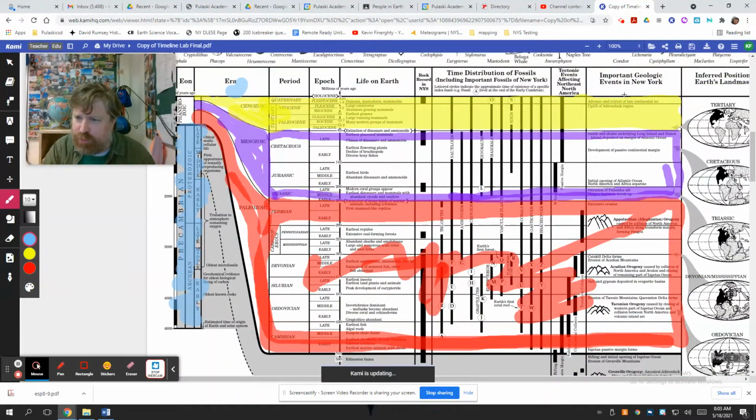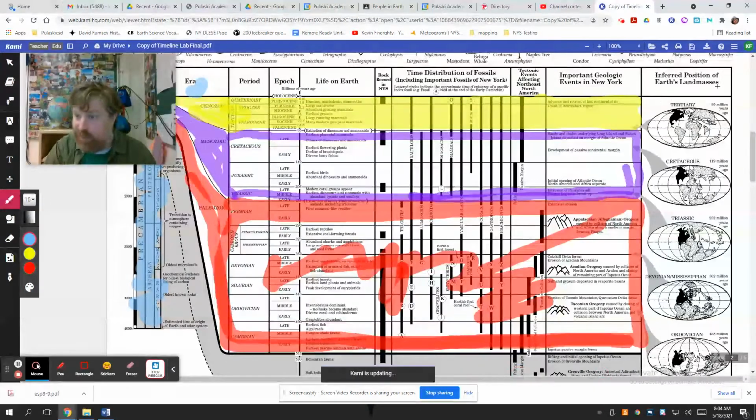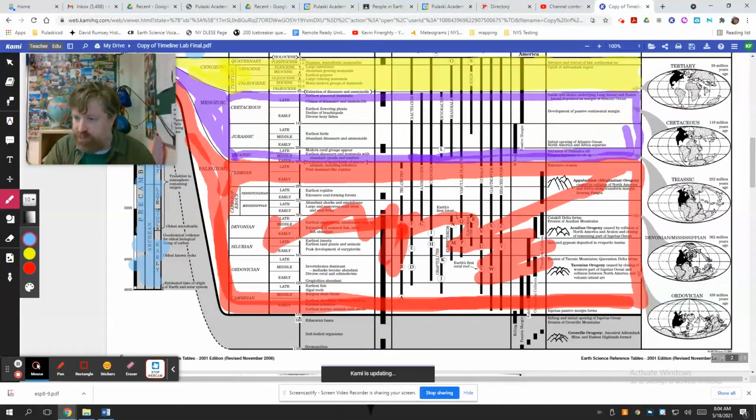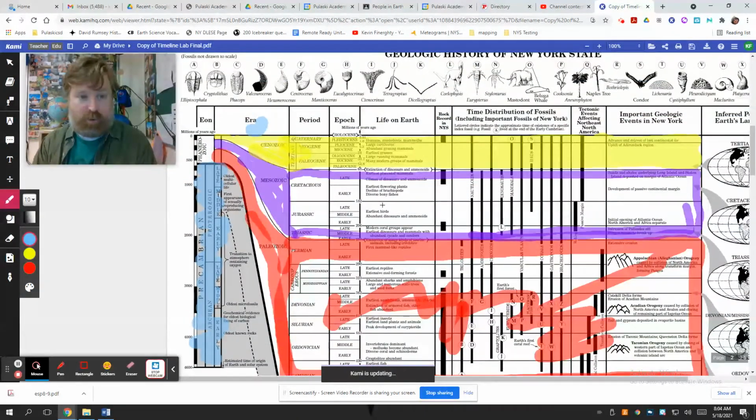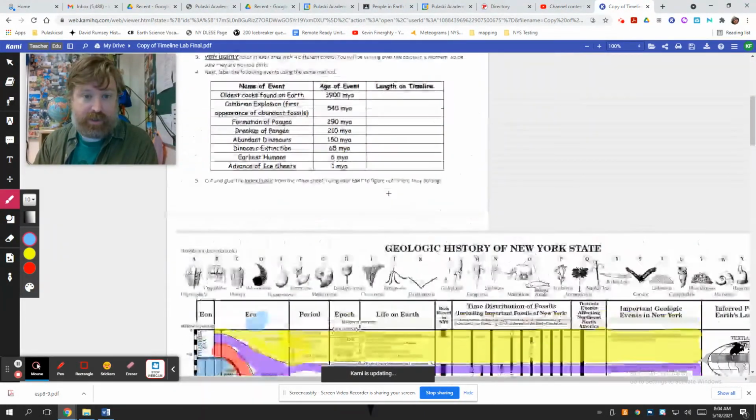What else we got? Important geologic events in New York. So this is like just a list of things that might have happened. These mountains were building. This ocean was opening. This blah blah blah was happening. And what has happened with Earth's land masses as they've wandered around tectonically throughout Earth's history. Okay, so there is a lot. This is not an easy reference table. There's a lot packed into it, but we'll just try unraveling it bit by bit and see how we do.